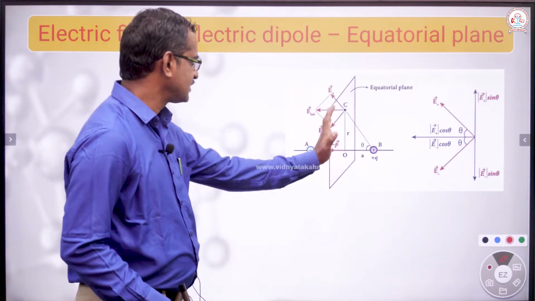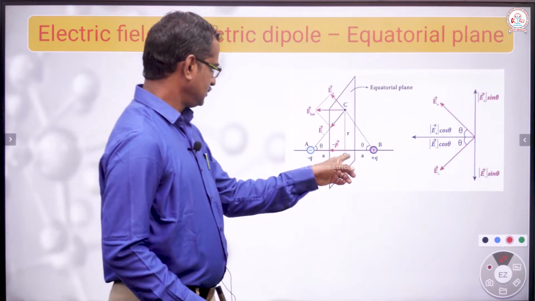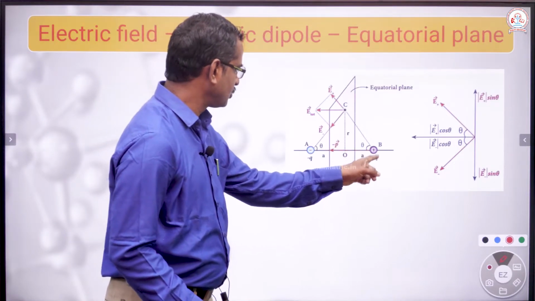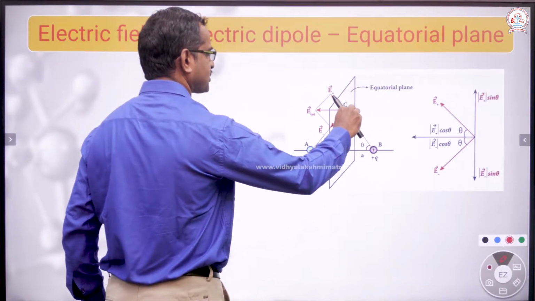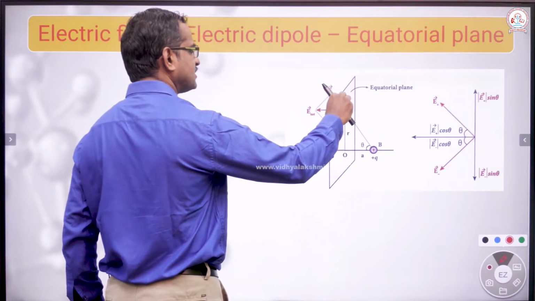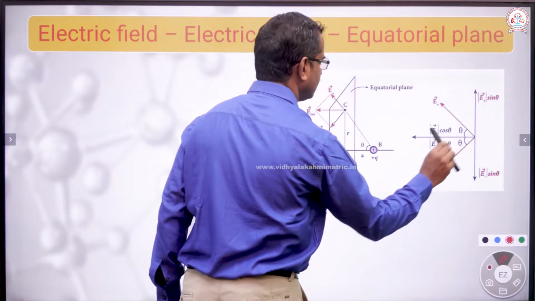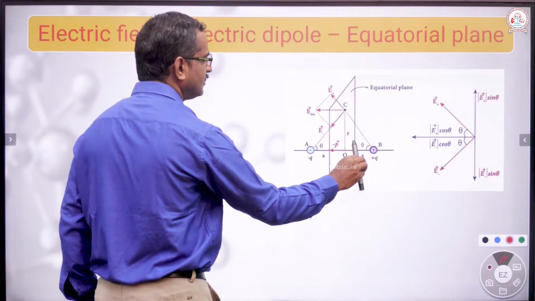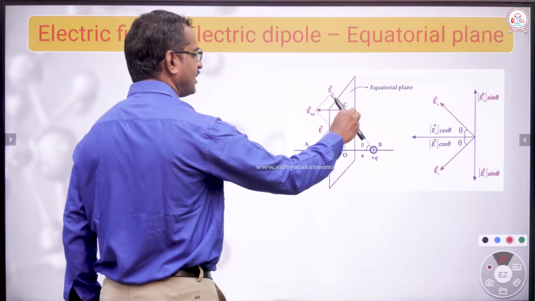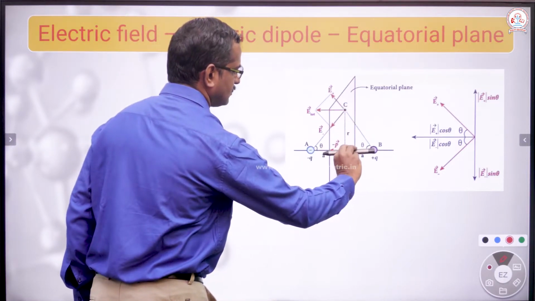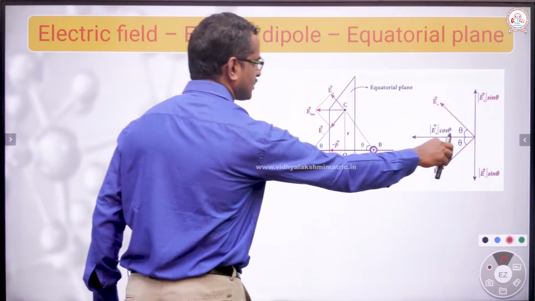The point C is considered at a distance r from the center of the electric dipole. The electric field due to plus q at the point C is acting along this direction. This electric field is resolved into two components, one as sin theta component, another one is cos theta component. This angle is theta. Theta is the angle between the line which joins the point C, or the direction of electric field at that point, and the electric dipole or the axial line. If this is theta, this is also going to be theta.